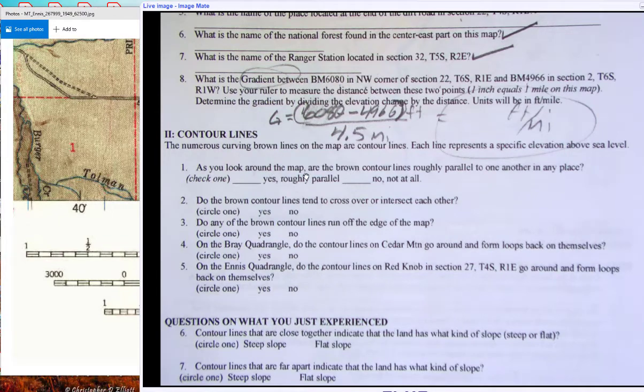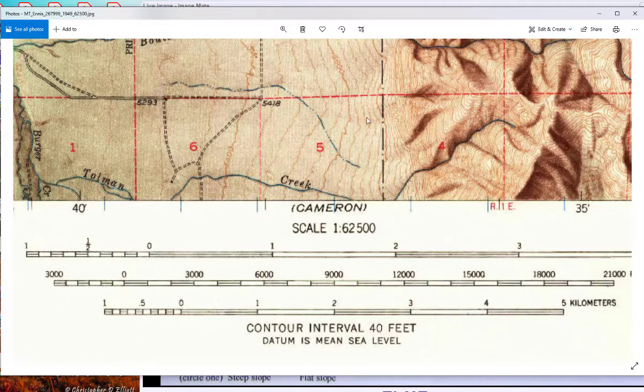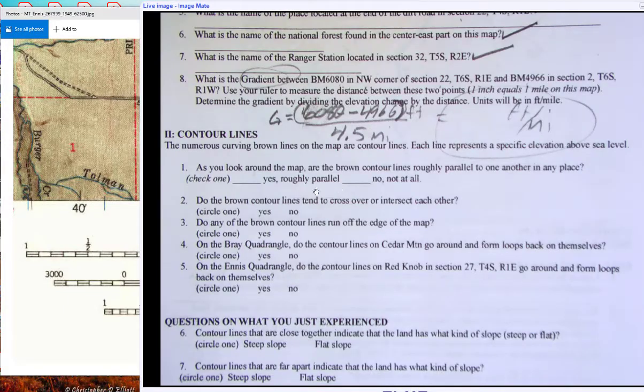As you look around the map, are the brown contour lines roughly parallel to one another? Yeah, so you can answer that. So they look roughly parallel there. So why don't you answer that question there?